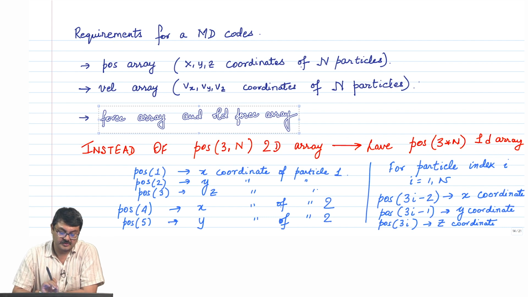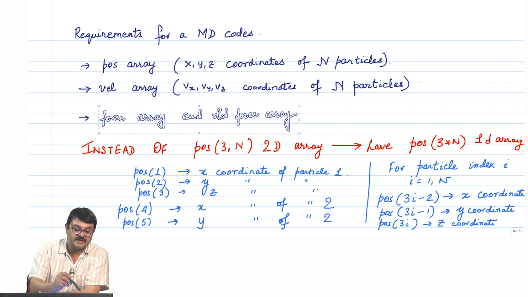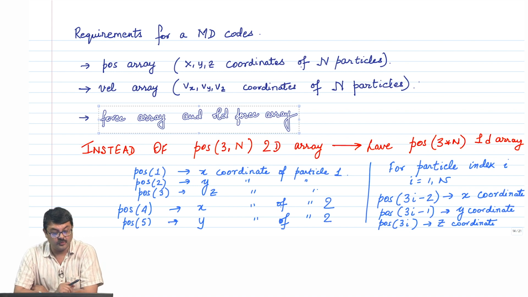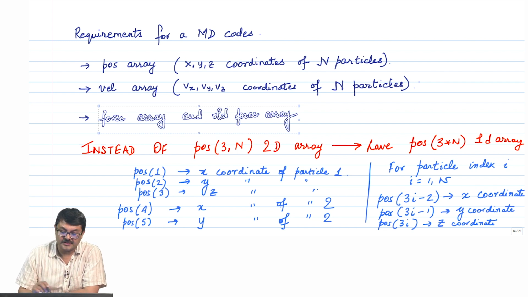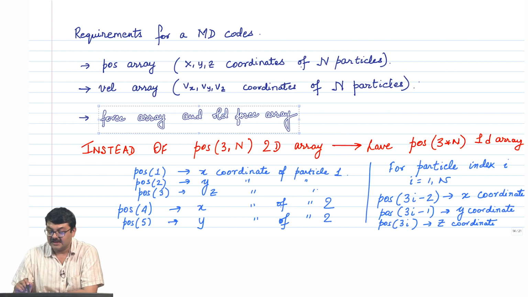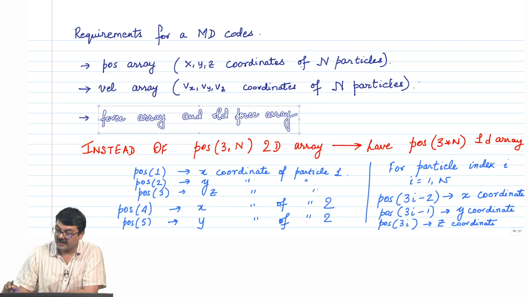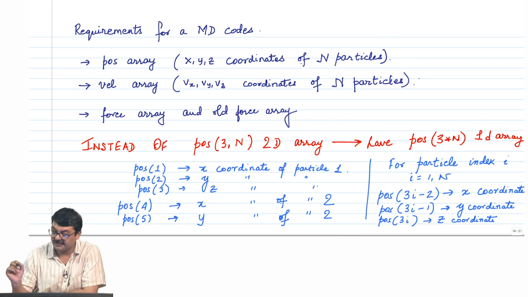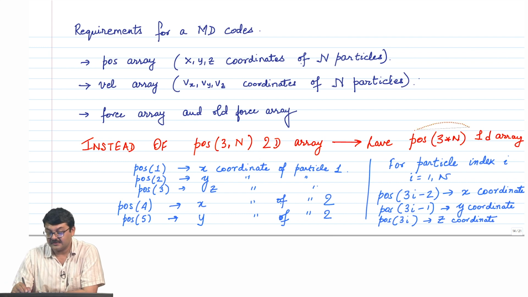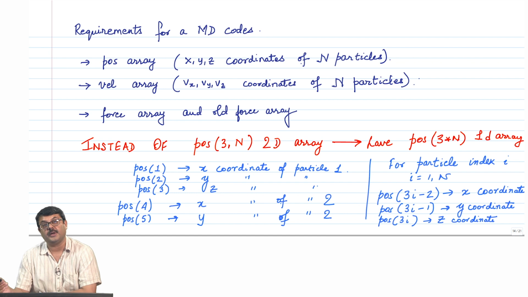At the moment, you should just accept what I say: instead of choosing these arrays POS, VEL and FORCE to be a 3 cross n dimensional array, 3 being because there are 3 degrees of freedom for each particle, 3 degrees of position and 3 degrees of velocity, and n being the total number of particles, instead of choosing a 2D array, you should first of all have a one dimensional array, and the length of the array should be 3 into n.